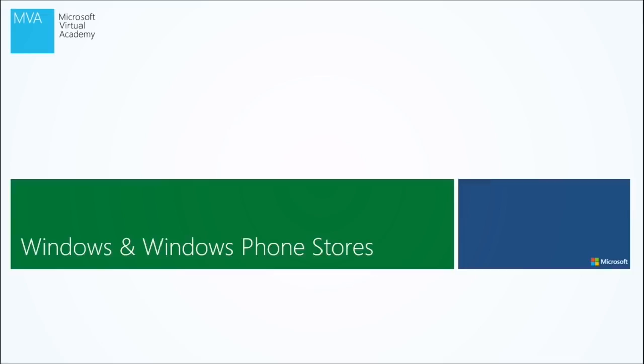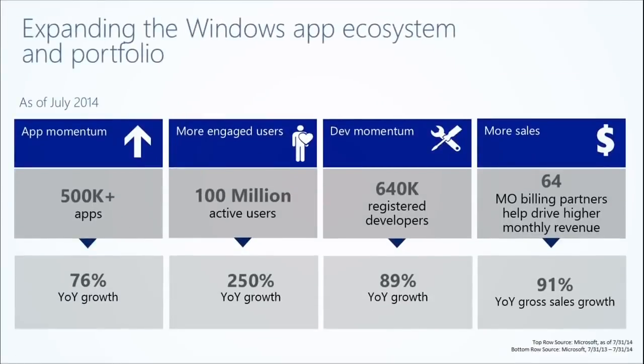So let's delve into the stores. We have a pretty vibrant ecosystem now. Yep. We've been working to expand this the past few years since we launched the platforms. We've got over 500,000 apps now across Windows and Windows Phone. We've got, at any given point in time, over 100 million active users. That's a great 250% year-over-year growth from last year.